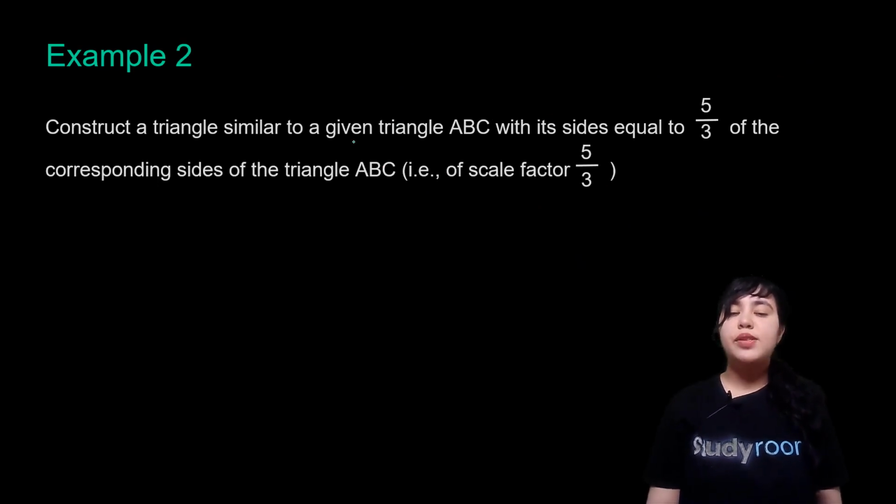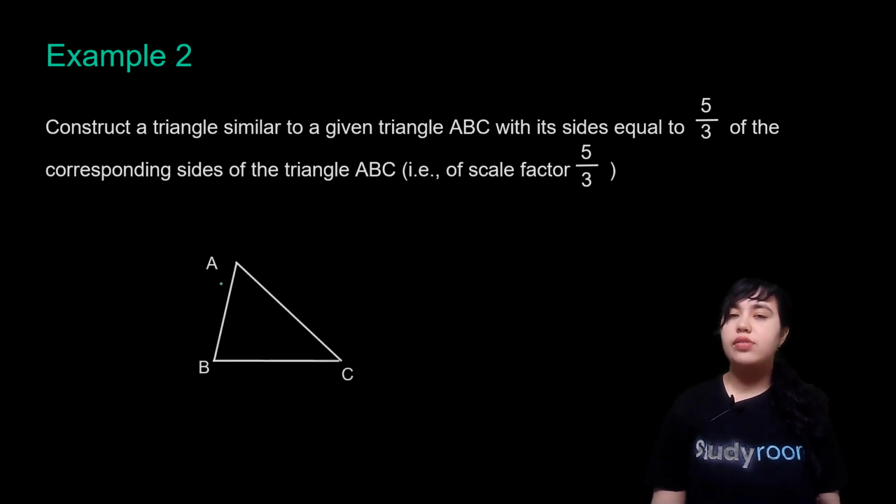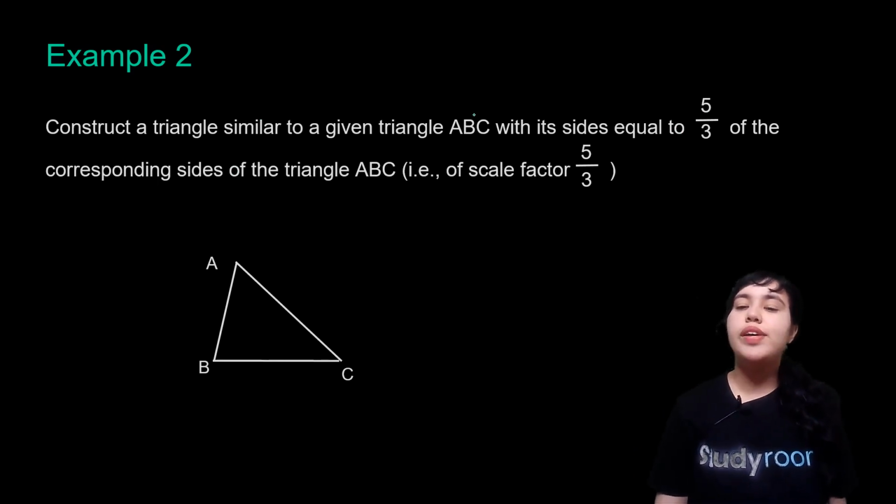So then we have example 2. You have to construct a triangle similar to the given triangle ABC. Here again you have already been provided with triangle ABC, but this time the sides are equal to 5 by 3 of the corresponding sides of the given triangle. What does this mean? That the ratio of corresponding sides is 5 by 3. And what do we call the ratio of corresponding sides? Scale factor. So this means scale factor is 5 by 3 over here.